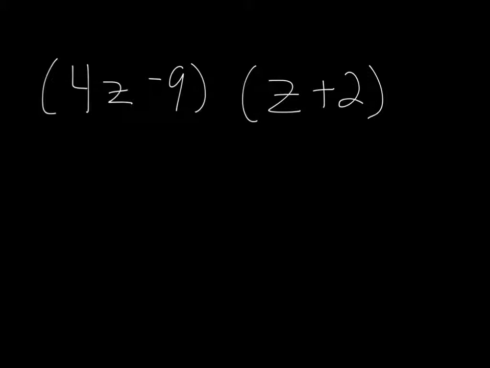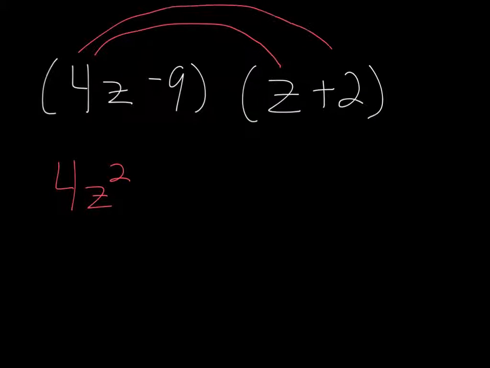Okay, here's number 5 off of your quiz. Still got a couple binomials that are multiplying. So I do 4z times z. That'll give me 4z squared. Then I got 4z times 2. That'll give me 8z. And then I got to go back and distribute my negative 9.